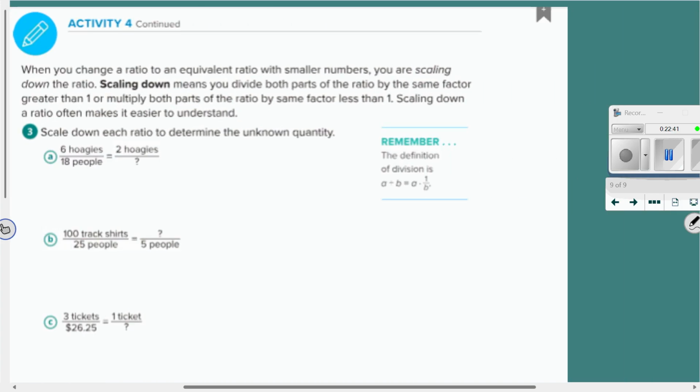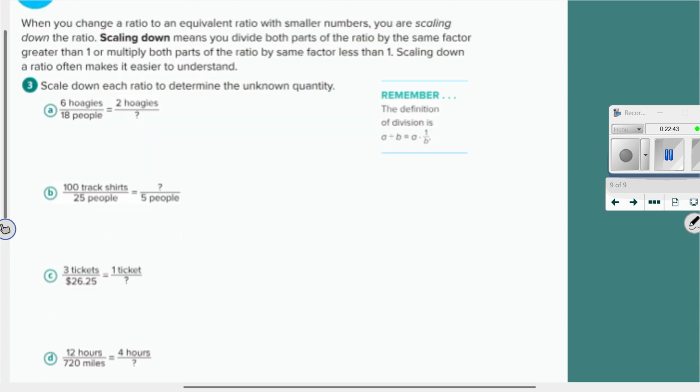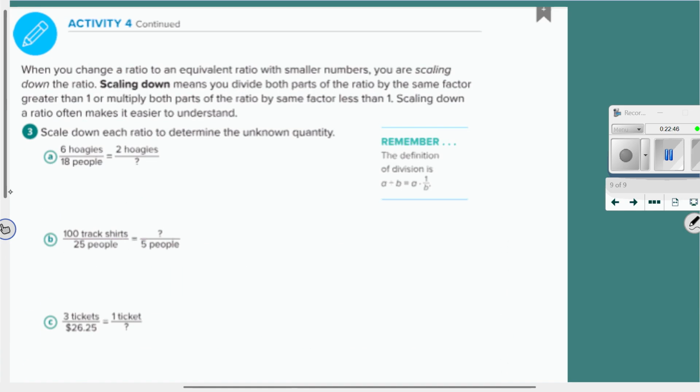I want you to do numbers 3 and 4. So basically the whole page, and you have about 9 minutes. Go for it.